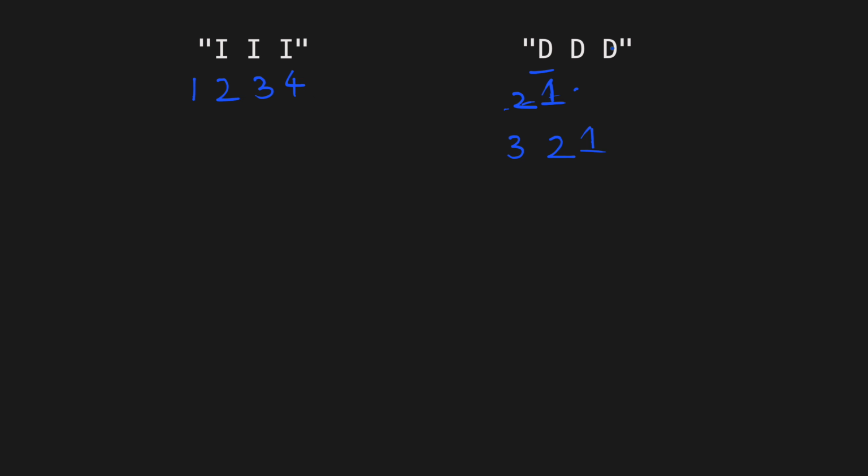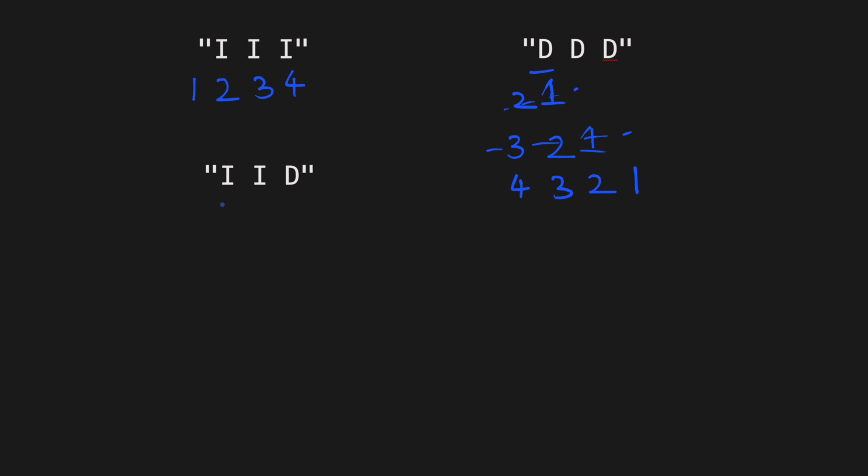And now when we see the third D, this will be reset as well, and we will be setting 4, 3, 2, 1. So here we got the answer as 4, 3, 2, 1, which is in decreasing order. Let's take one more example. Let's take the string as IID.